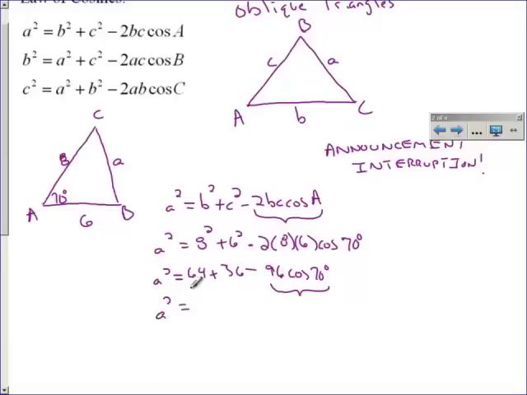a squared equals, we can add the 64 plus 36 together because they're not attached to any multiplication statements. And so I get 100 minus 96 times the cosine of 70 degrees. And I'm going to solve this for a by taking the square root of all of that on my calculator.